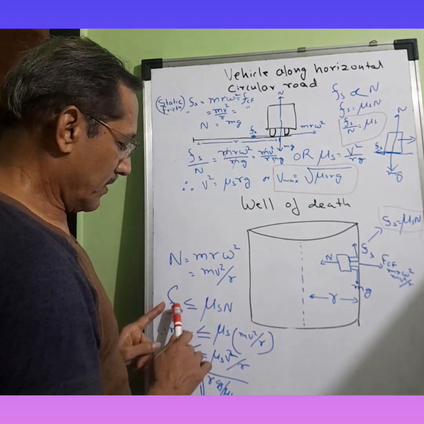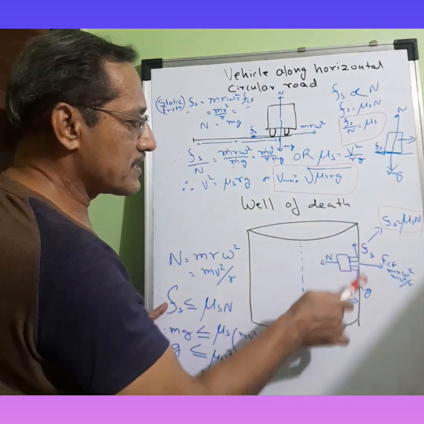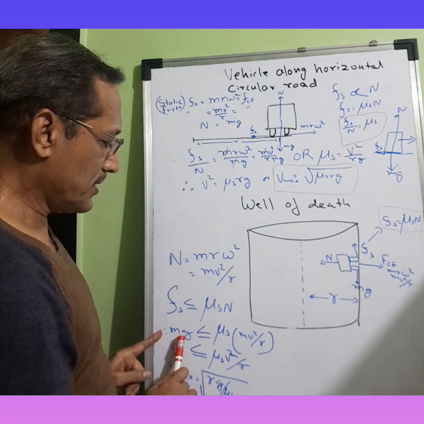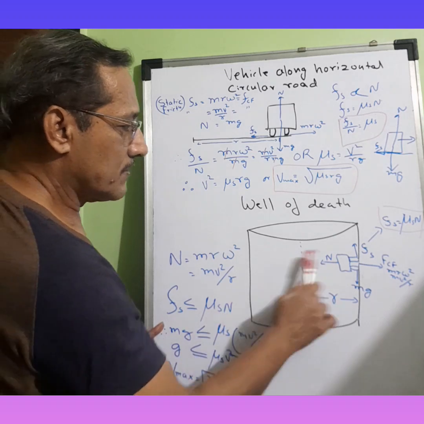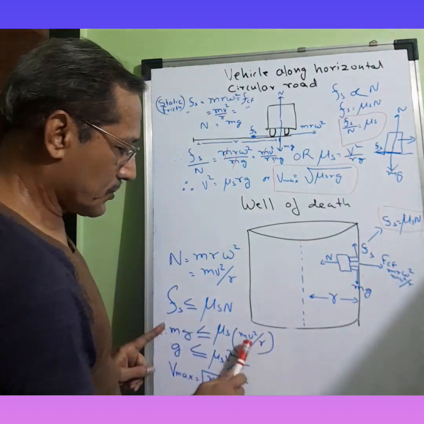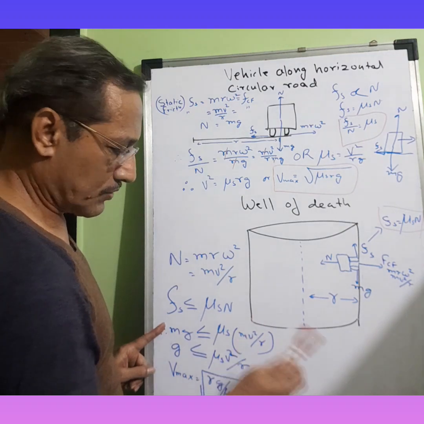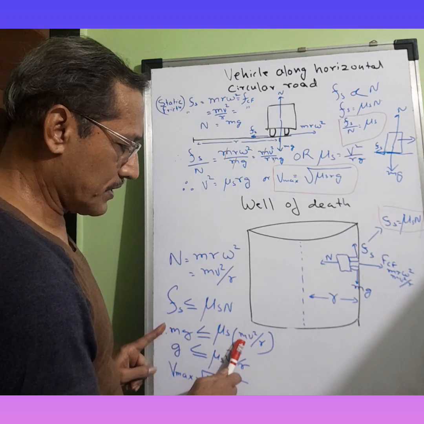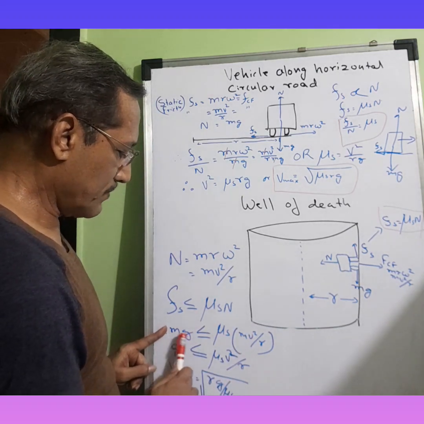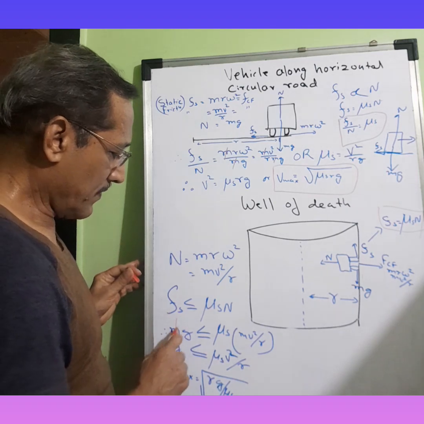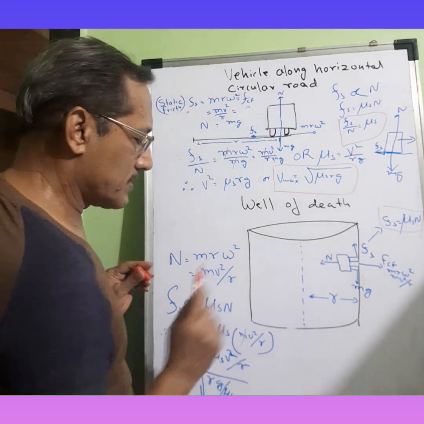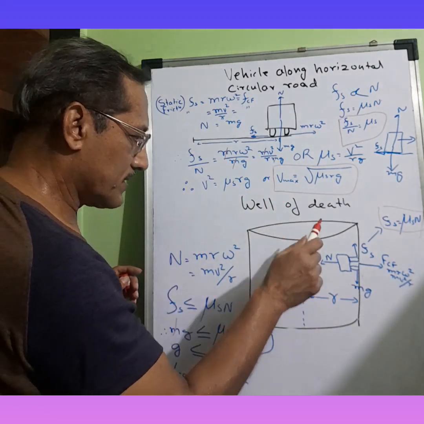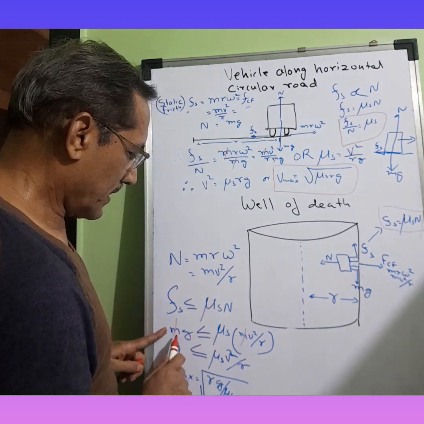Now Fs is balancing mg, so we can substitute mg there. And normal is balancing centrifugal force, so we can substitute the centrifugal force there. It could be linear, it could be angular. So we have substituted the linear rotational motion centrifugal force. So mg is equal to this. We know that this m cancels. I again repeat, m is the mass of this vehicle, whatever it is, two-wheeler, four-wheeler. So m gets cancelled.